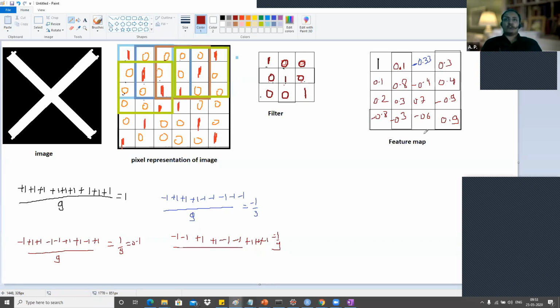So we make certain values in the feature map. Wherever the filter is matching very heavily, we'll have a higher positive value. Wherever it is slightly matching, a slightly positive value. Wherever it is mismatching, a negative value. Wherever there is a higher mismatch, a higher negative value. Right. So that's how we get the feature map generated.